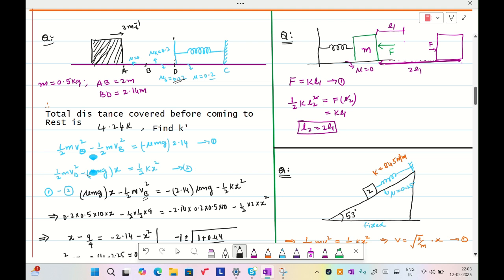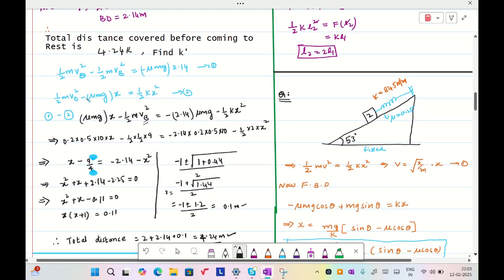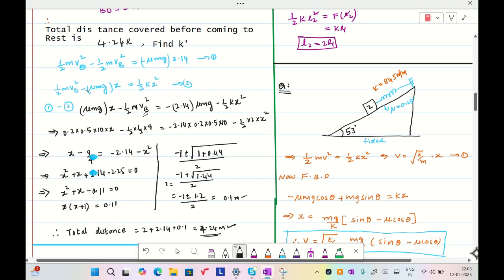From these two equations, 1 subtracting from 2 or 2 subtracting from 1, a quadratic equation is coming. From that, the x value is equal to 0.1, which means the compression in the spring is equal to 0.1. So now the total distance is A to B, B to D, plus D to some distance, the compression equal to x. So adding them, you get the answer.